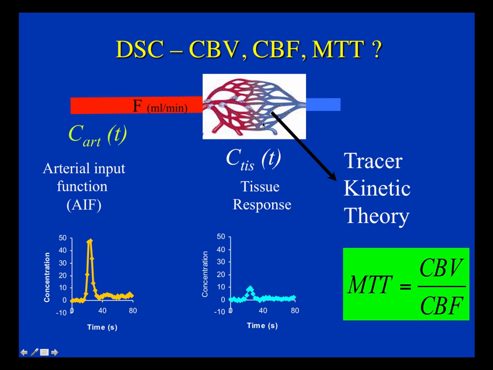Here's my cartoon of the tissue with the inflow, with the flow in milliliters per gram. And what we have is a concentration time curve in an artery that's supplying the tissue, and also the concentration time course in the tissue. The concentration time course in the artery is called the arterial input function. This is what we measured in the artery. And the concentration time course in the tissue is called the tissue response. So we could combine this information using tracer kinetic theory. We can actually determine the CBV and the CBF.